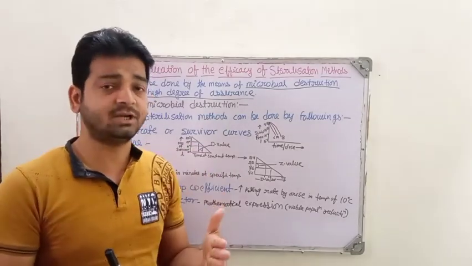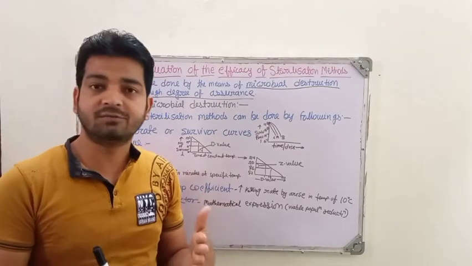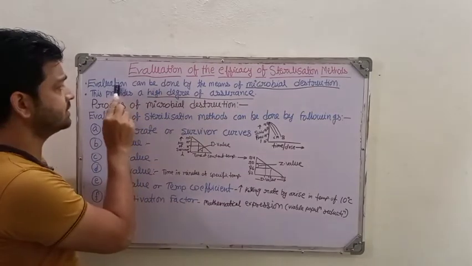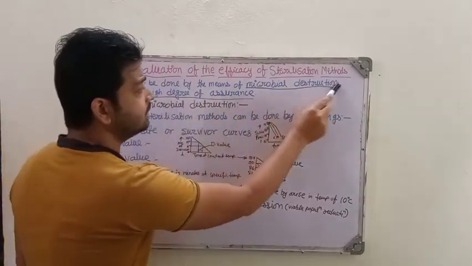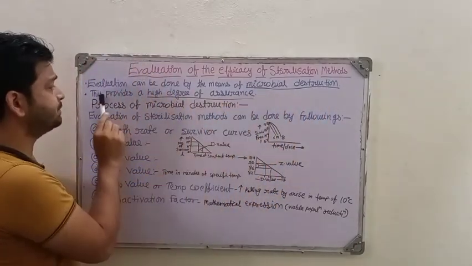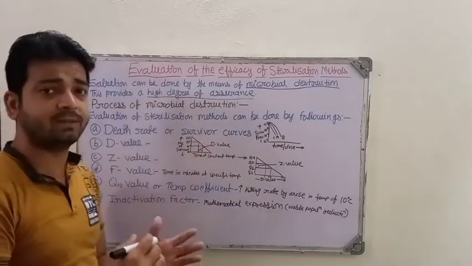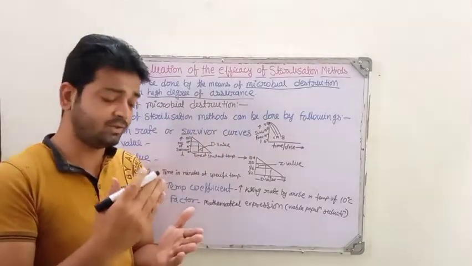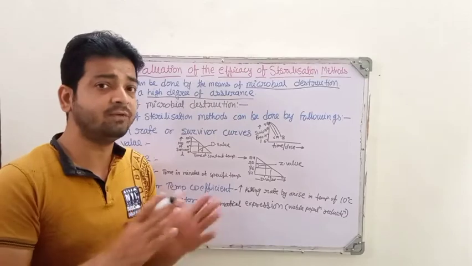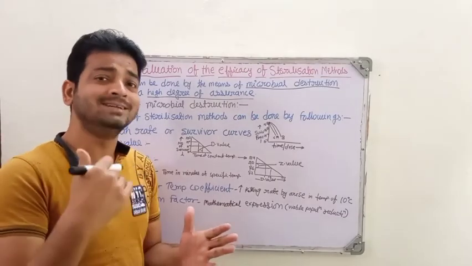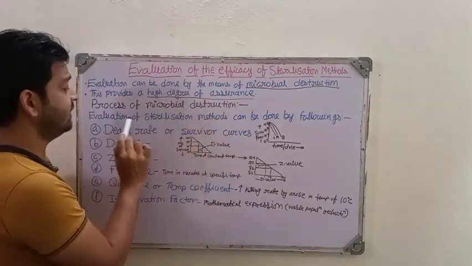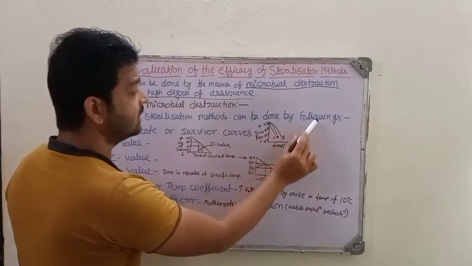It may be dry heat sterilization, wet heat sterilization, ultrafiltration, or any chemical agent, right? So this efficacy evaluation can be done by means of microbial destruction. Why are we doing so? It provides a high degree of assurance, because whenever we do any culture method, we have to ensure that there are no other types of microorganisms. It should be free from microorganisms, then only can we grow our desired microorganism, right? So the evaluation of sterilization methods can be done by the following methods.